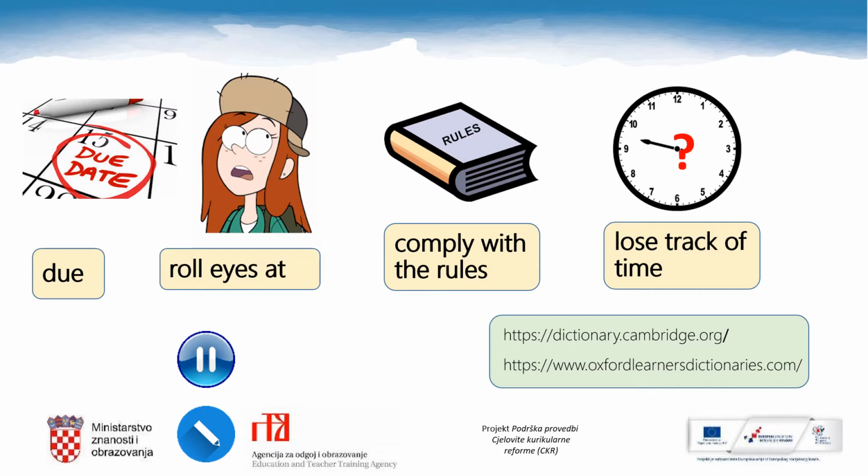Are you ready for some more words and expressions? Look at these words and expressions and try to explain them in your own words. The pictures can help you. So, what does due mean? Očekuje se, potrebno je predati do. And what about roll eyes at?